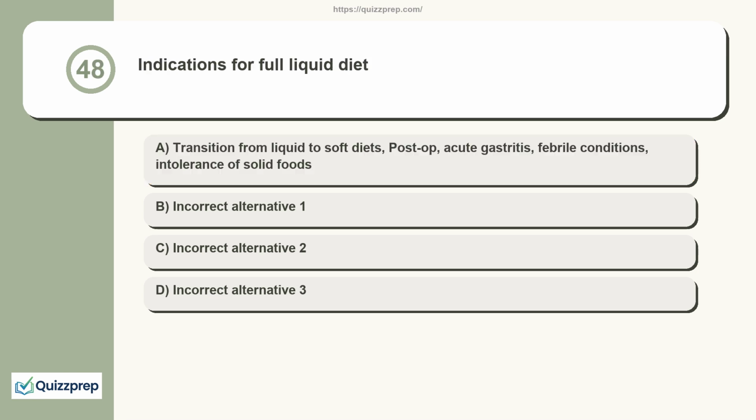Question 48. Indications for full liquid diet. Transition from liquid to soft diets, post-op, acute gastritis, febrile conditions, intolerance of solid foods.